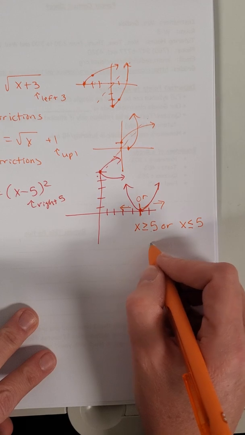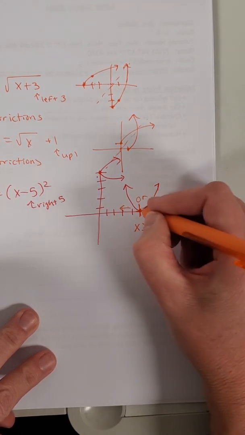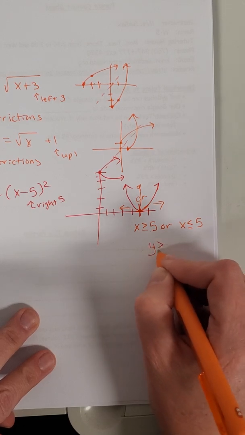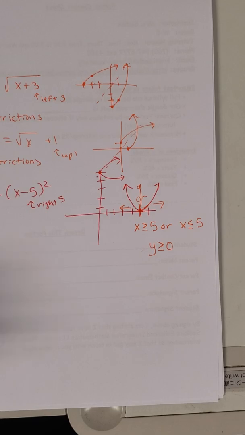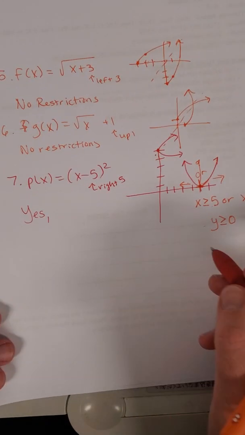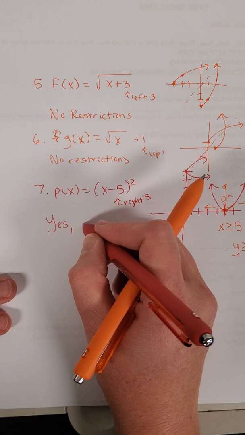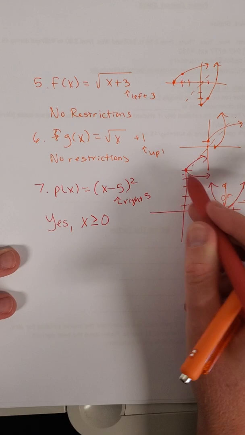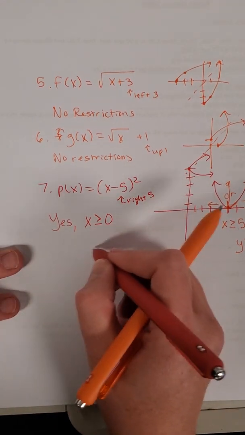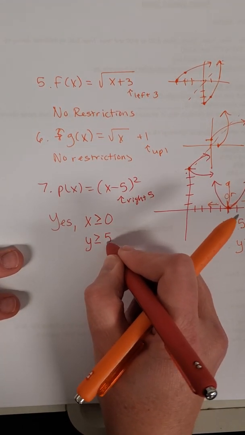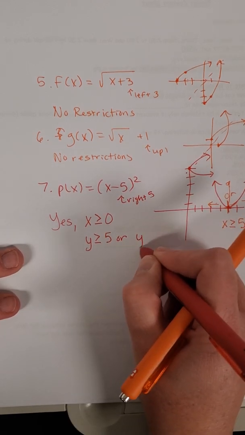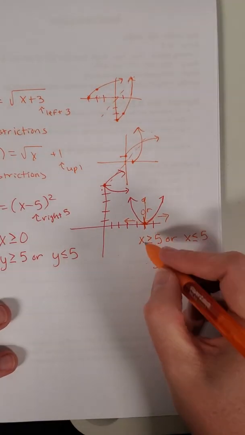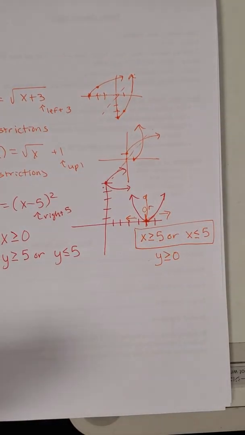And so my range, though, would still be from 0 to upward infinity. So my range would be from y is greater than or equal to 0. So our restriction for the domain on the second graph is, so our domain would be x is greater than or equal to 0, which is true. And then for y, it would be y greater than or equal to 5, or y less than or equal to 5 would be our range. And so the restriction that we would have to put on this graph would be one of these two restrictions on the domain.